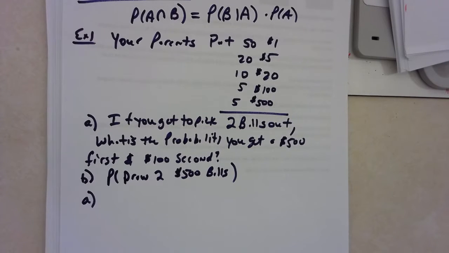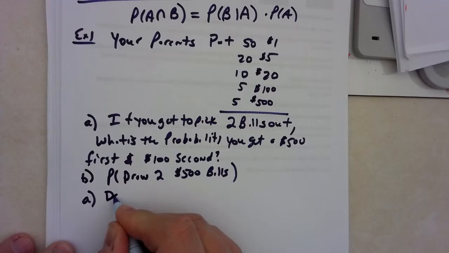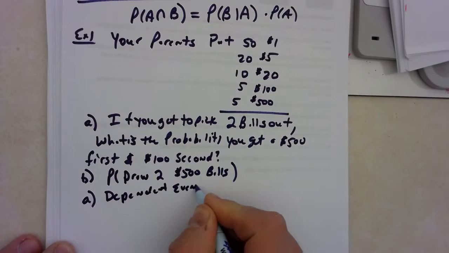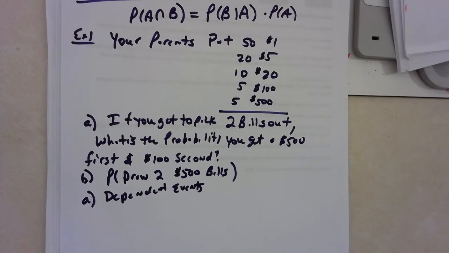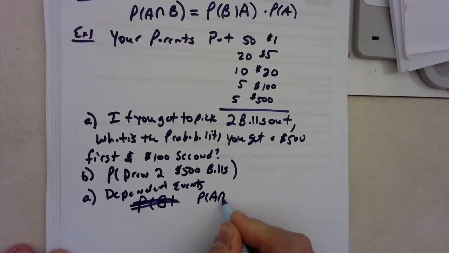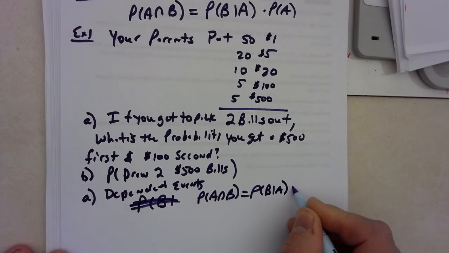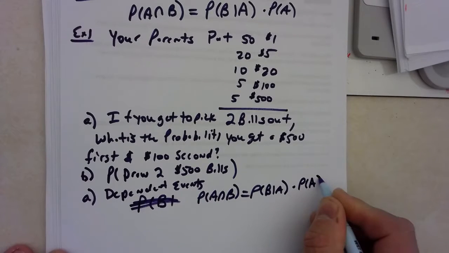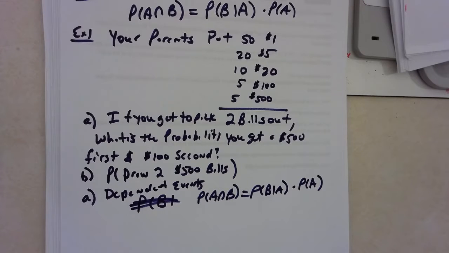Why are they dependent? Because the probability of choosing another increases after you choose the first. Part A is dependent. A rigorous definition says if the probability of B changes depending on A, it's a dependent event. So we have the probability of A and B is equal to the probability of A times the probability of B given A.